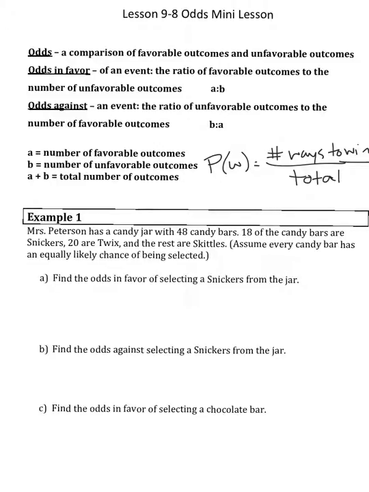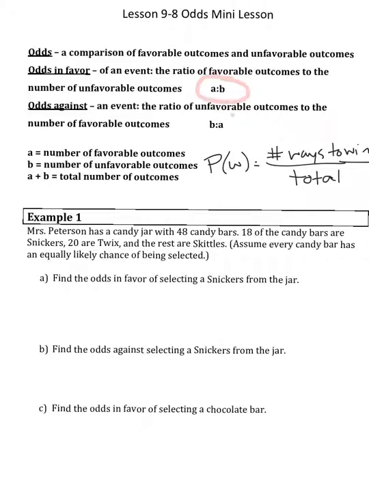Odds is a comparison of favorable outcomes to unfavorable outcomes. The odds in favor of an event is the ratio of favorable outcomes to unfavorable outcomes. The odds against an event is the ratio of unfavorable outcomes to favorable outcomes. Just notice that all they did was switch. They just reversed.